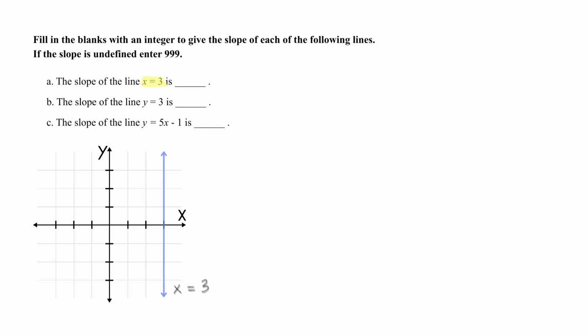If you try to calculate the slope, y over x, you will notice that the x value, which is the horizontal change, is 0 because the line never moves left or right. In math, we can't divide by 0. Therefore, always remember, whenever the equation given is x equals number, this is always a vertical line, and the slope is undefined. So the answer for part A is 999 for undefined.